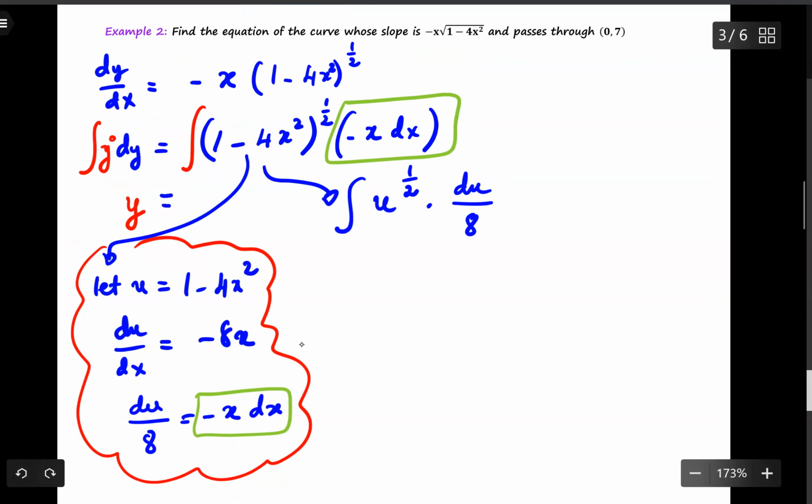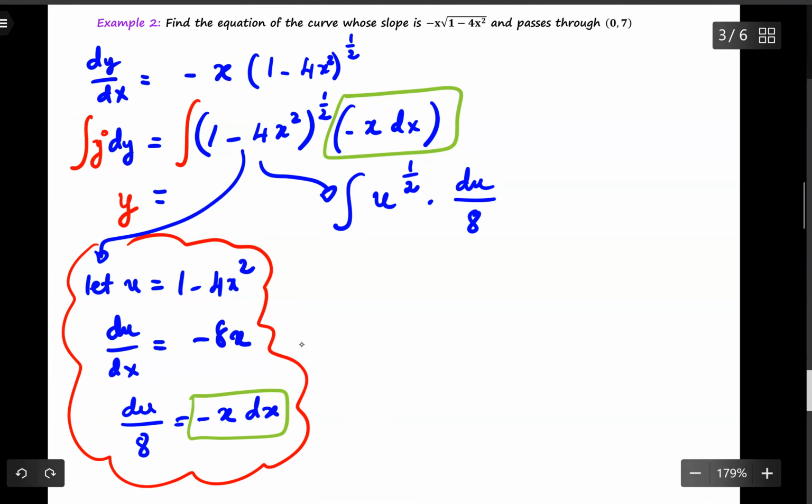I would like to pause for a few seconds and remind everyone of this. When you have the negative in front of x here, negative times x dx, many of us probably will bring this negative right across the integral sign, but you can do that as well. What I did, I left it inside and manipulated it from here. In the end, I just have to multiply by du over 8 and no more negative sign to worry about.